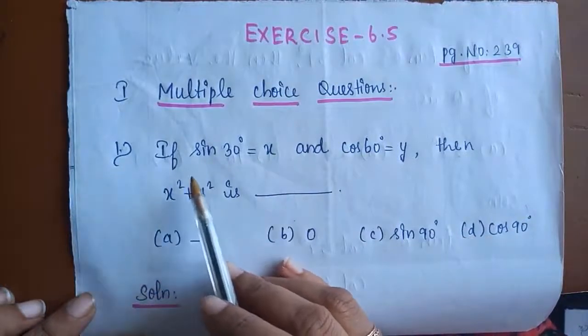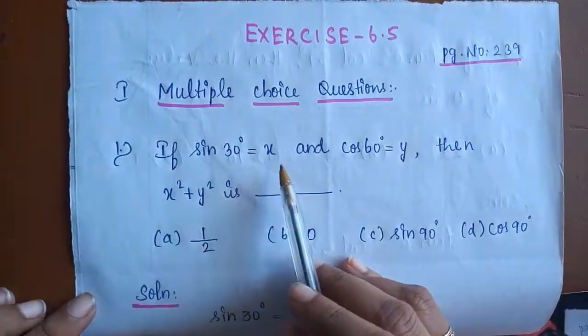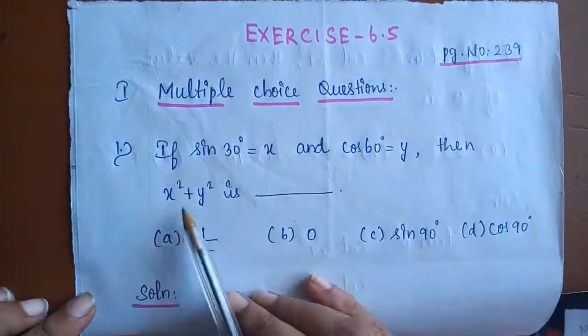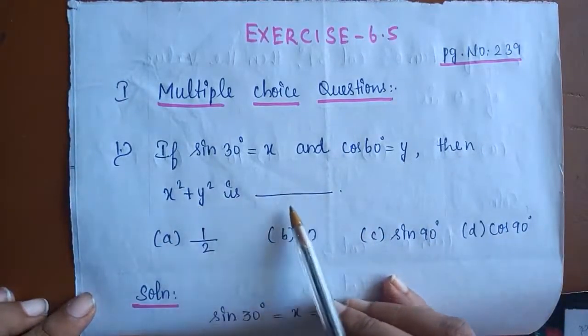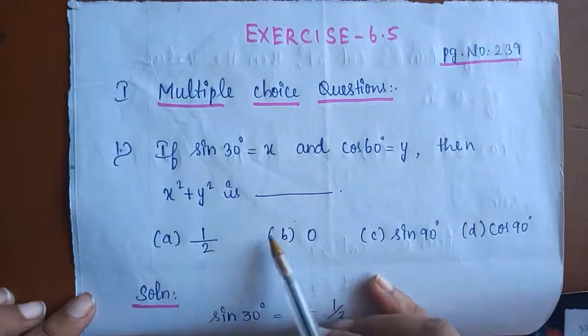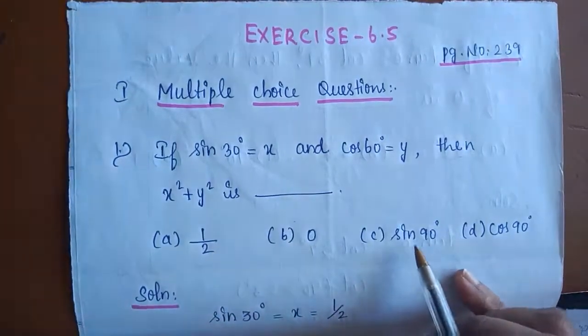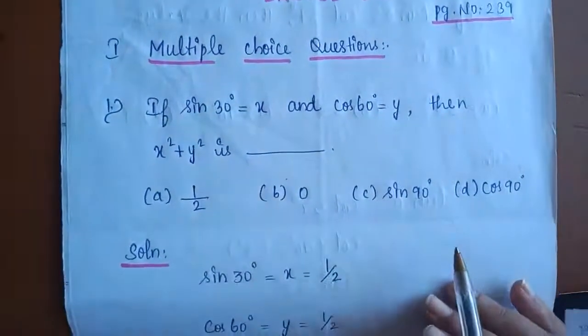Question number 1. If sin 30 degree is equal to x and cos 60 degree is equal to y, then x square plus y square is dash. Option A 1 by 2, option B 0, option C sin 90 degree and option D is cos 90 degree.